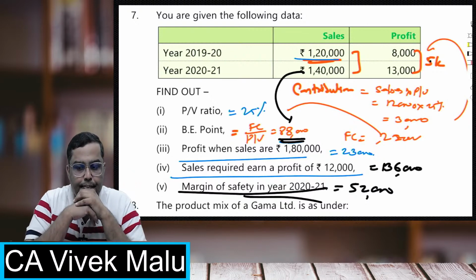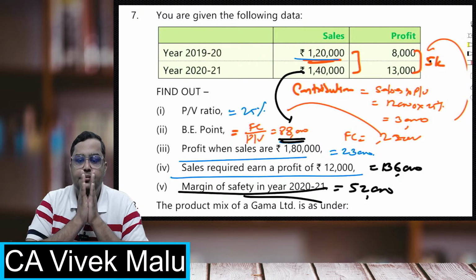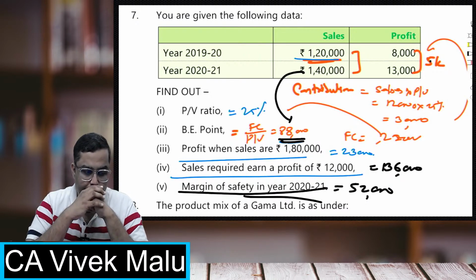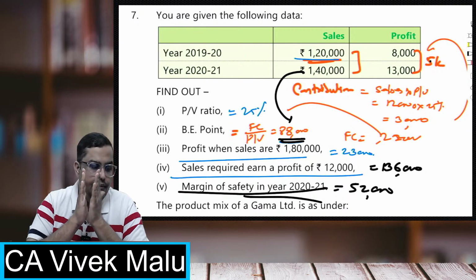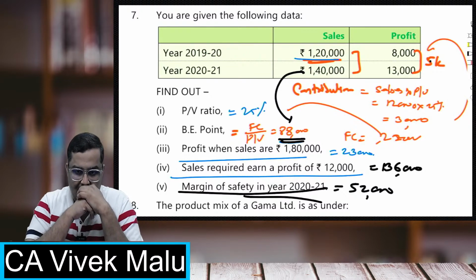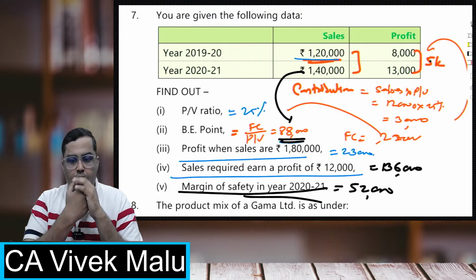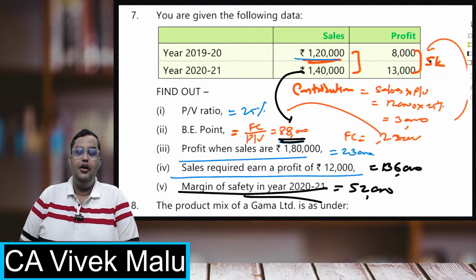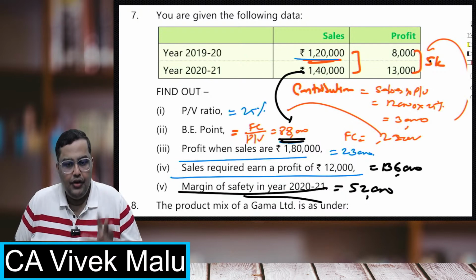Everybody clear? Come on, everybody clear? Perfect. If you are having any difficulty, if you haven't understood any particular calculation, please let me know. Sir, we have not understood how we have got this or that. Okay, if you haven't understood anything, please let me know.